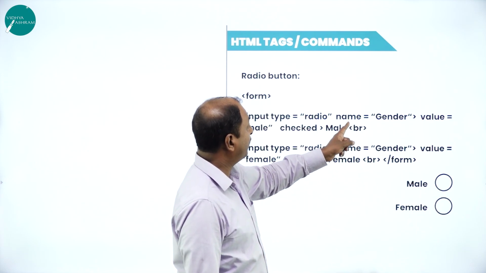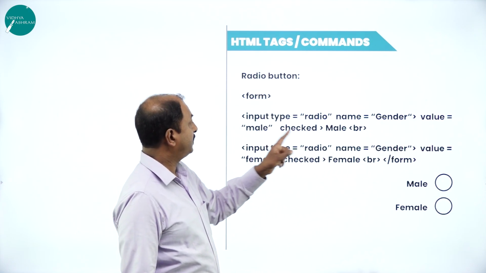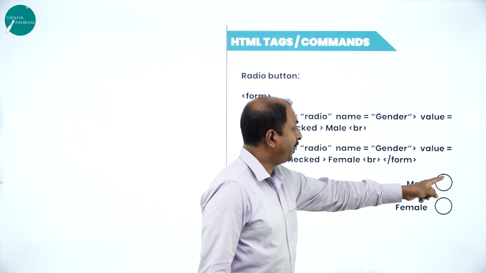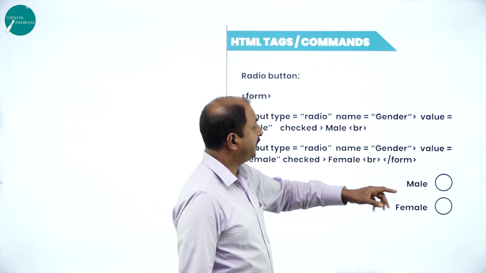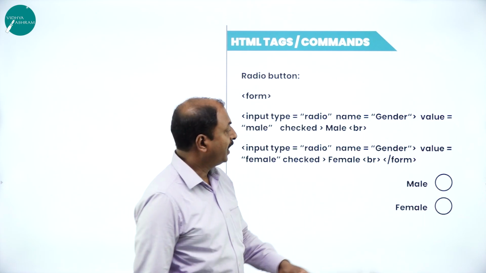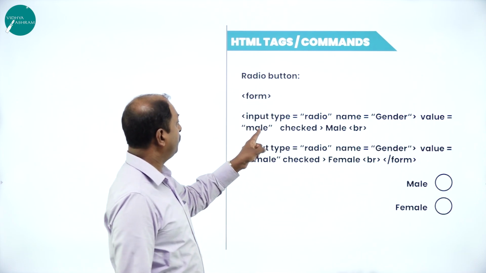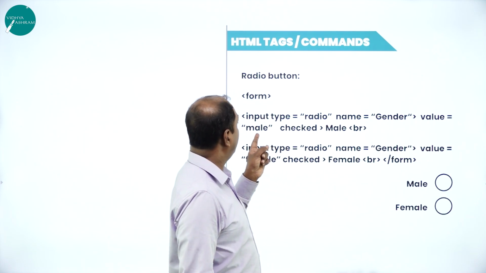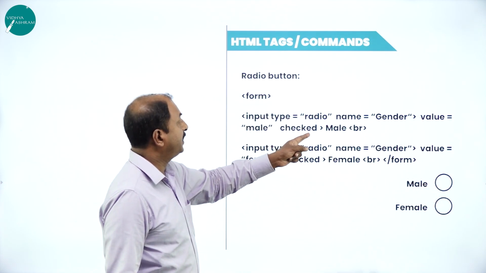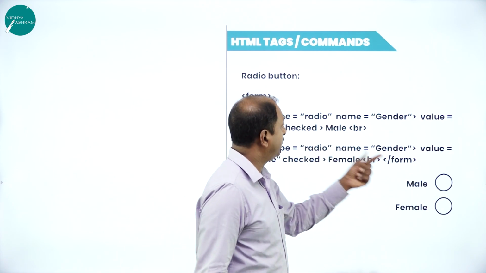And here, this is a name attribute, the name is gender, value equals male, checked male. This is how we use it. What is the meaning of this? Input type equal radio defines one radio button, and the name is gender. It displays gender. This is for gender. Either the user has to select male or female. Value equals male. Whatever you write as the value for this option, the value is male, and just checked male here. So whatever you write here will be displayed here as male.